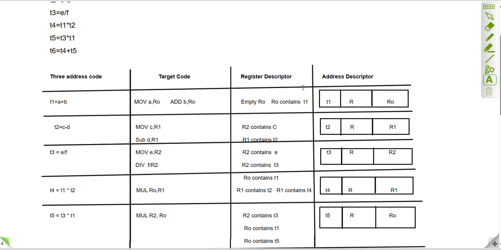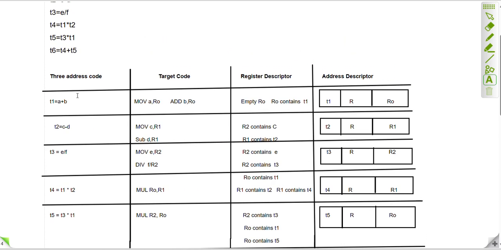So the code generator is basically divided into four parts. The first one is three address code, next is target code, register descriptor, and address descriptor. As we already know what register descriptor and address descriptor are: register descriptor keeps track of where the variables are stored in the registers, and address descriptor stores the location.